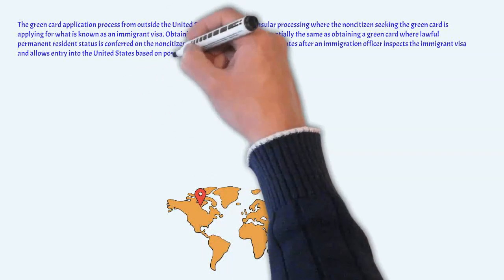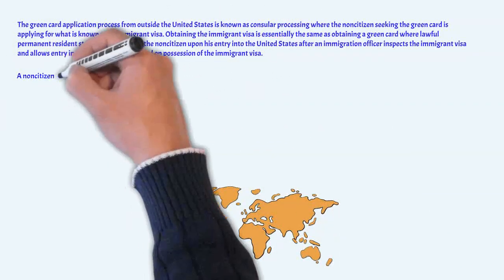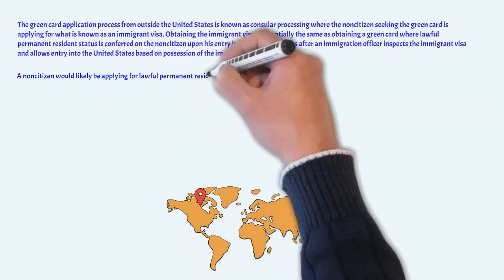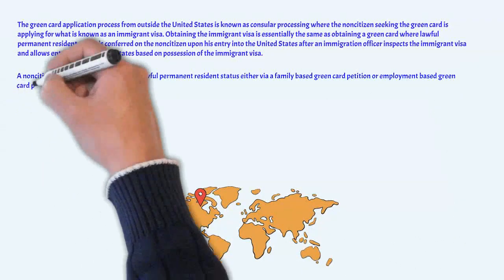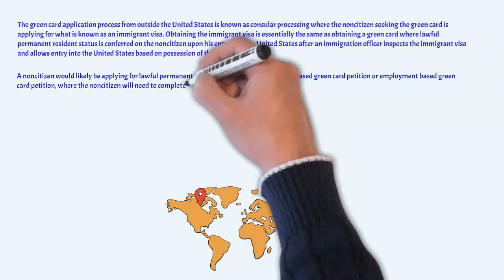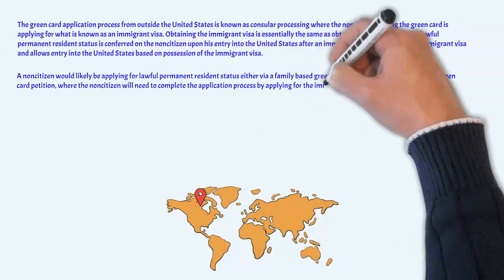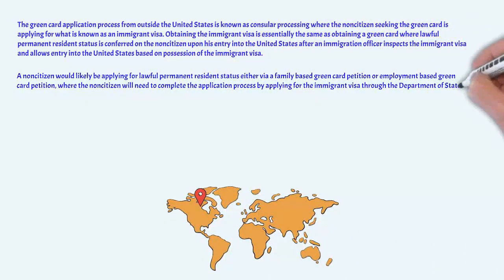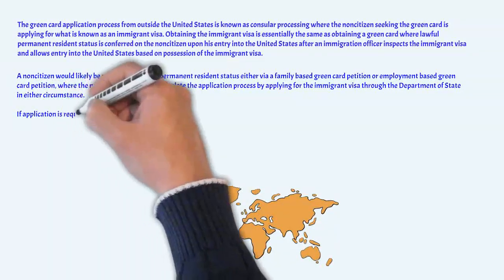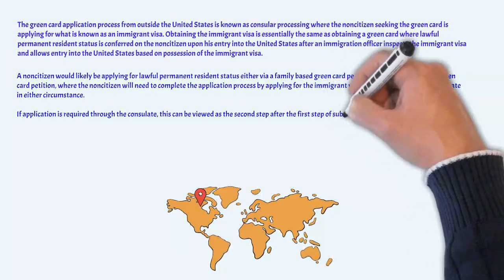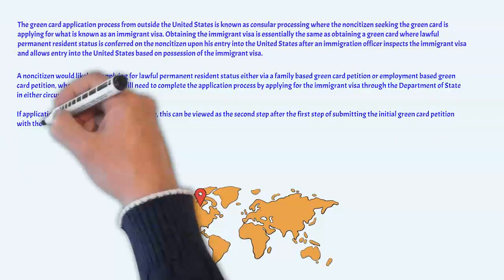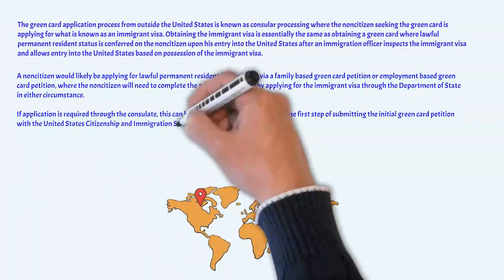A non-citizen would likely be applying for lawful permanent resident status, either via a family-based green card petition or employment-based green card petition, where the non-citizen will need to complete the application process by applying for the immigrant visa through the Department of State in either circumstance. If an application is required through the consulate, this can be viewed as the second step after the first step of submitting the initial green card petition with the United States Citizenship and Immigration Service, USCIS.